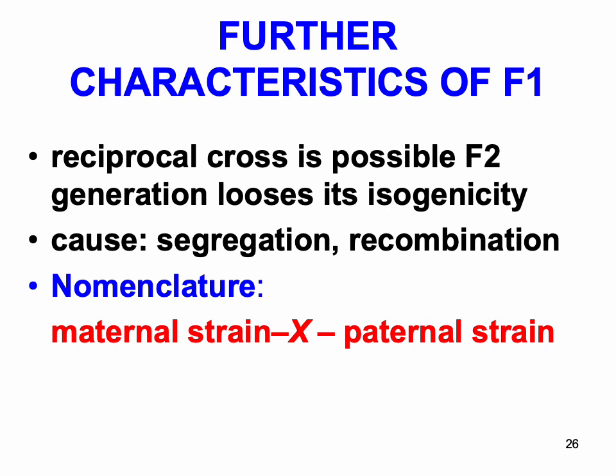Further characteristics of F1 generations: reciprocal cross is possible. F2 generation loses its isogenicity. In some cases we need these generations. This is caused by segregation and recombination of the genes, of the chromosomes and genes. Okay, the nomenclature of the F1 population is maternal strain, X, and paternal strain.